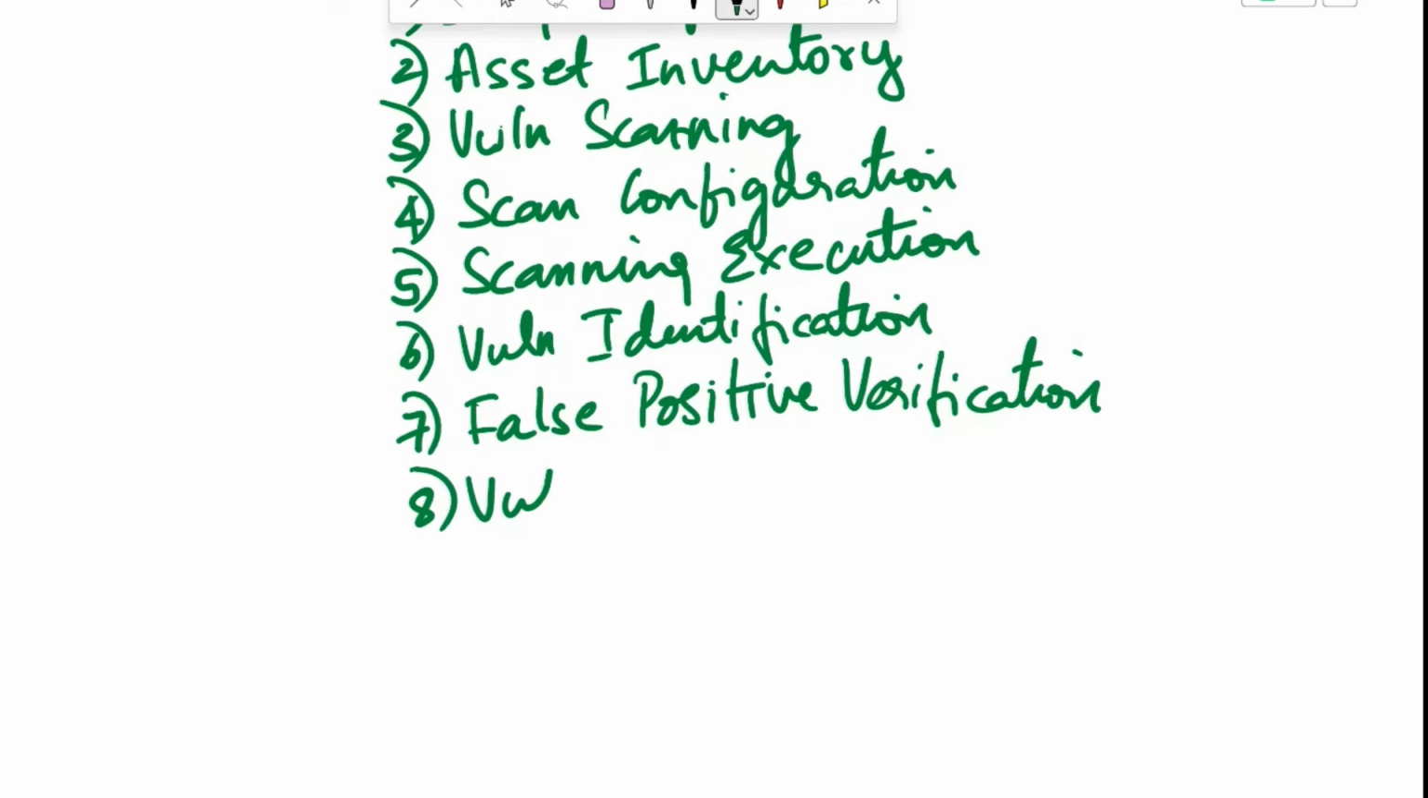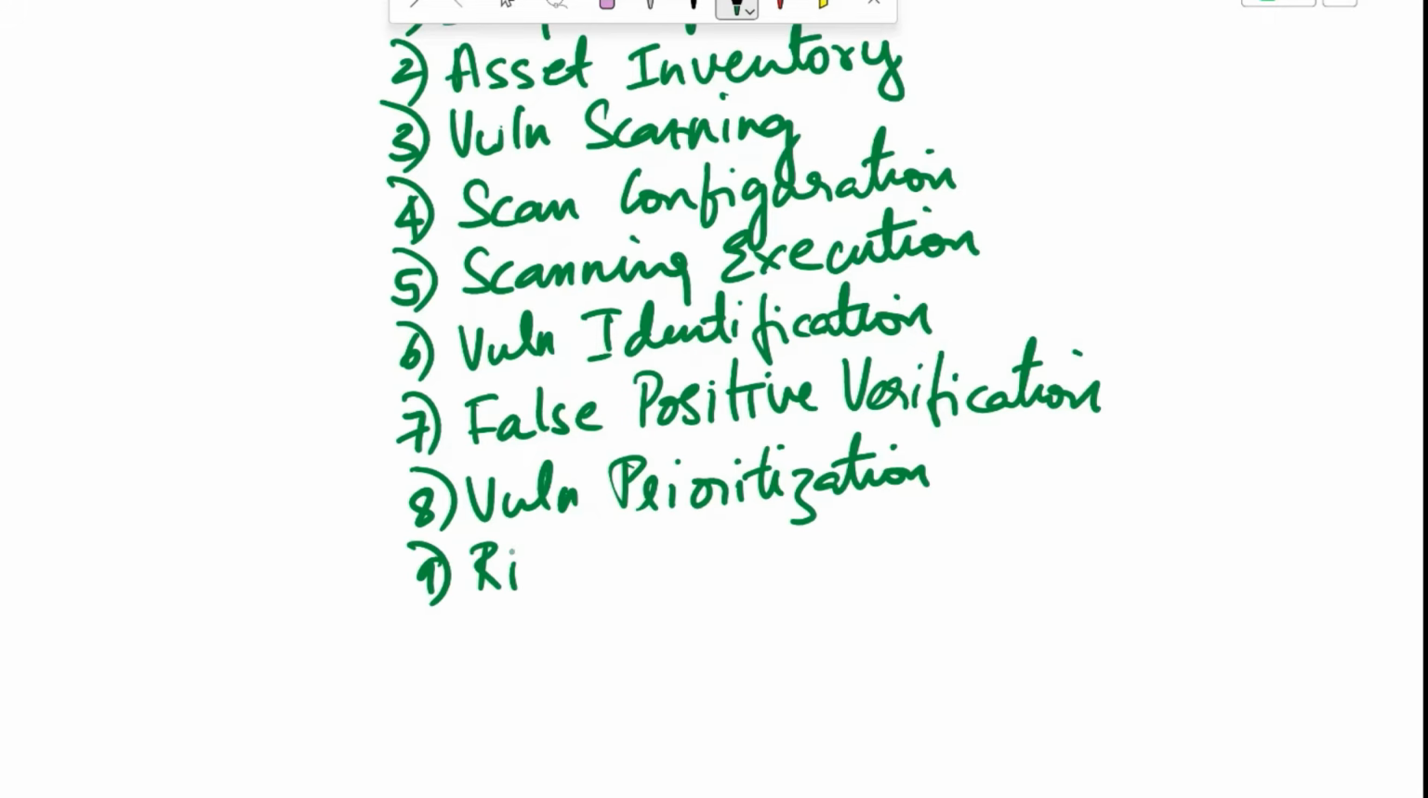Next is vulnerability prioritization. Prioritize vulnerabilities based on their severity, potential impact, and relevance to the organization's environment. Consider factors like exploitability, asset criticality, and business impact.